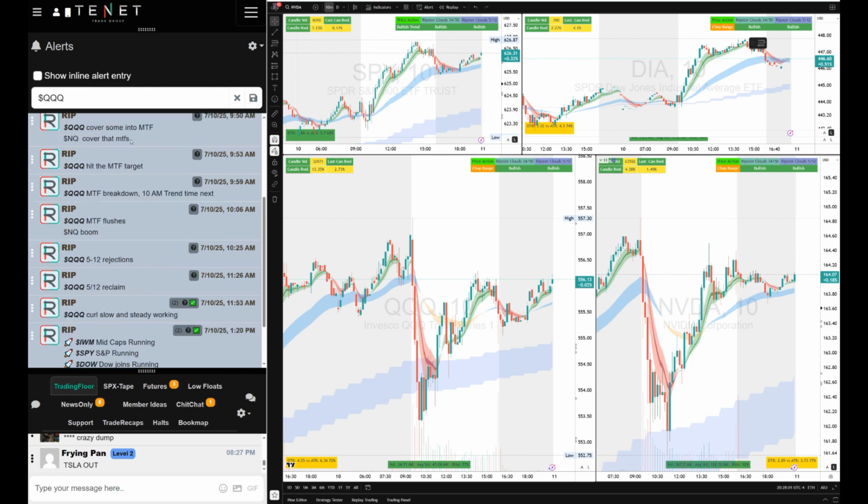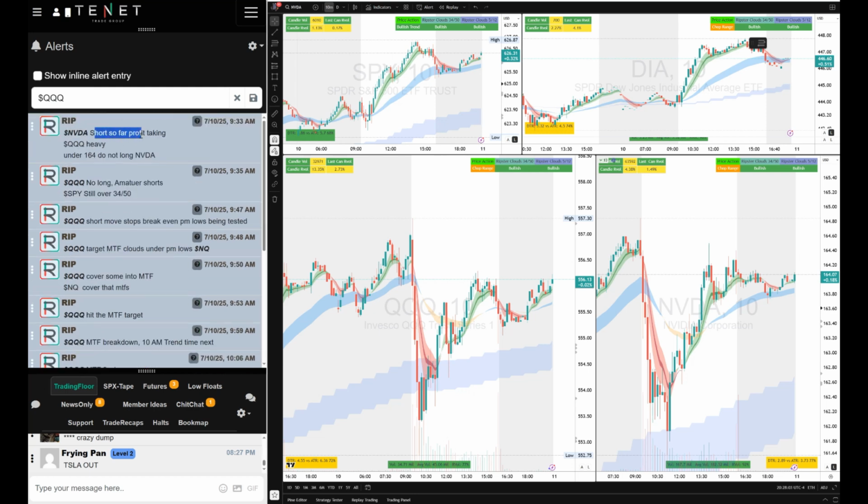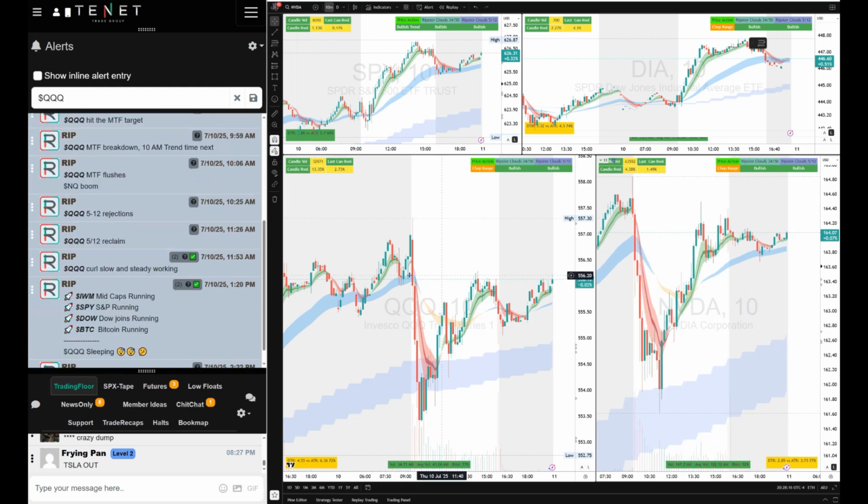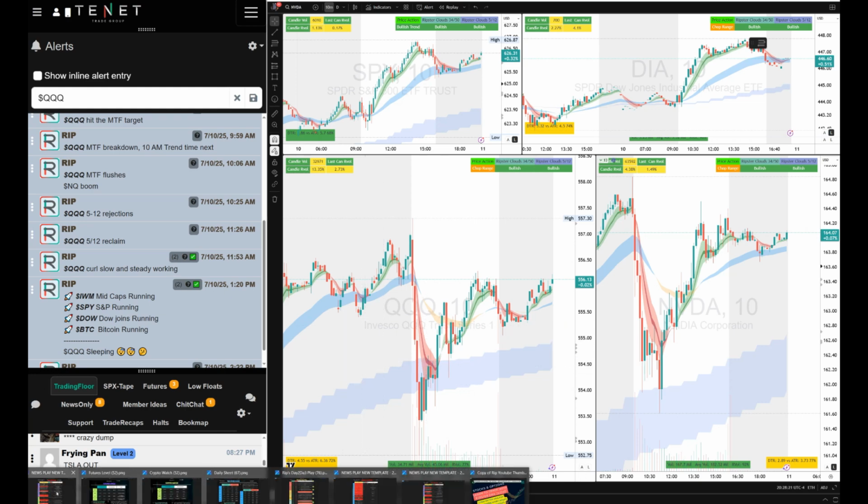So QQQ short, right out of the gate. I told the traders short on profit taking, QQQ heavy, short. NVIDIA short, and take the short all the way down, NVIDIA target to the MTF. You can see the timestamp guidance. We shorted it, QQQ, step by step, told the traders to short the QQQ. And it was all in our pre-market planning.